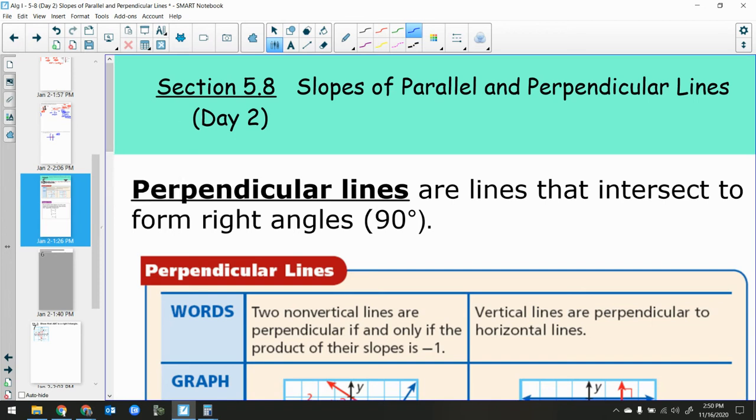Okay, section 5.8. If you have not already done so, please get the guided notes from the sub. This is section 5.8, day 2. Okay, day 2. So in section 5.8, day 1, we talked about parallel lines. Section 5.8, day 2, we're going to talk about perpendicular lines. Now, perpendicular lines are ones that form a 90-degree angle, right?